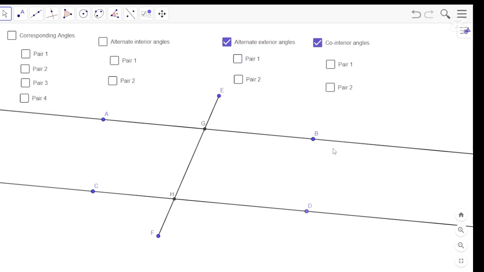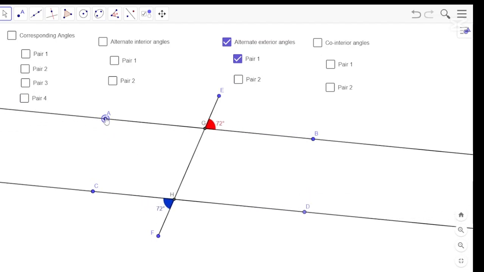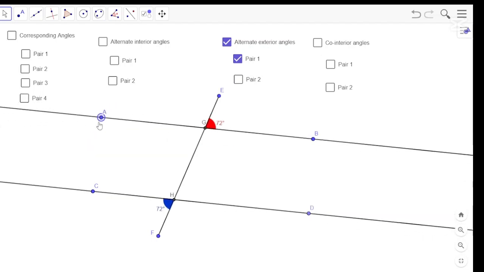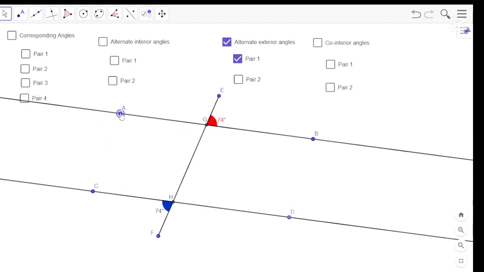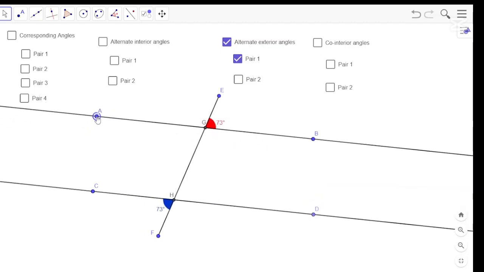Let's look at alternate exterior angles. These are pairs of exterior angles on opposite sides of the transversal and are equal. Let's look at the first pair. We see that the angles with the transversal are alternate, and these angles are equal. Once we change the positioning of the two parallel lines, the angles remain the same.